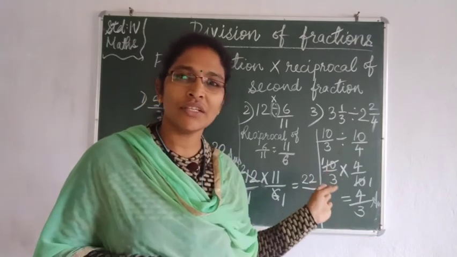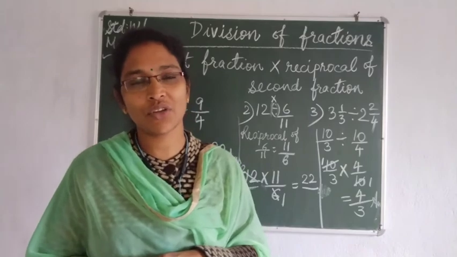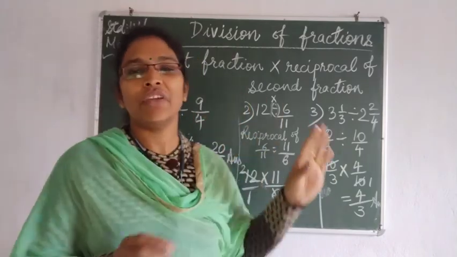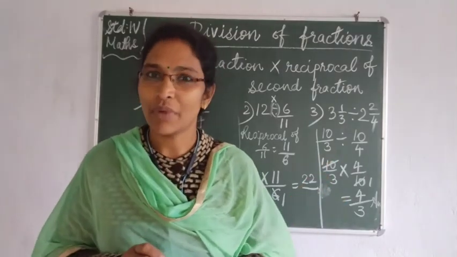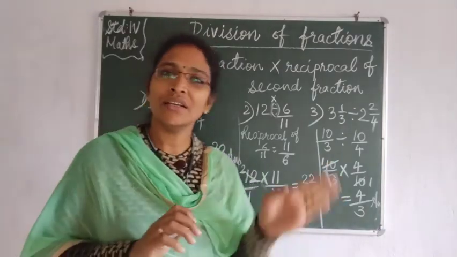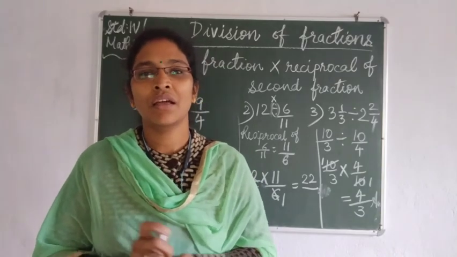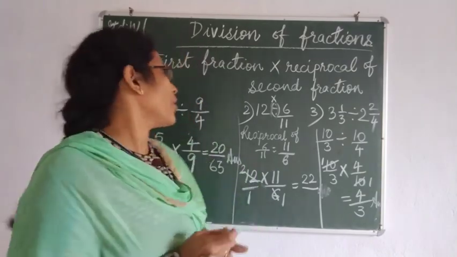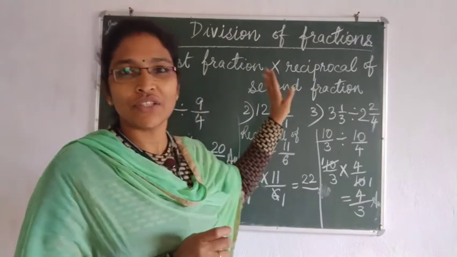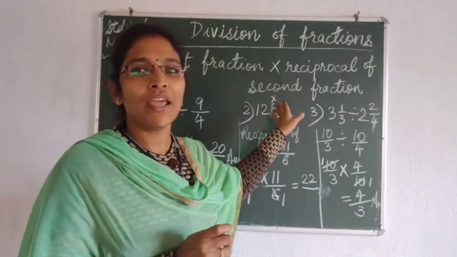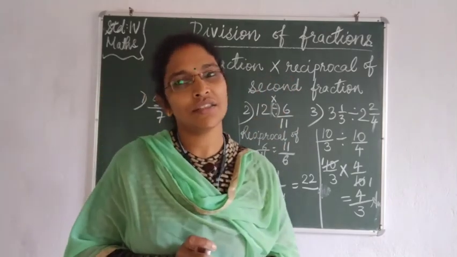Okay, the division process is just like the multiplication process. The only thing you have to do is, instead of the division sign, change it into a multiplication sign, and the second fraction will be changed into its reciprocal form. It means instead of division, we are doing the first fraction multiplied by the reciprocal of the second fraction.